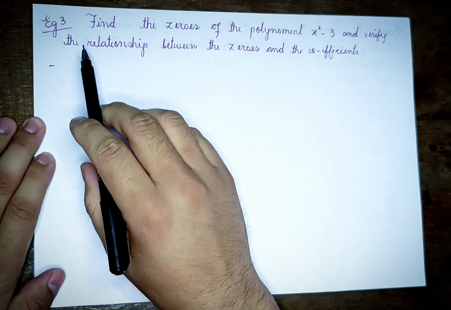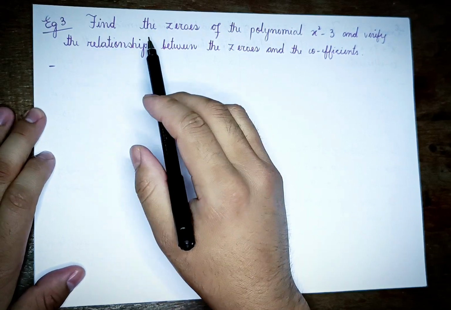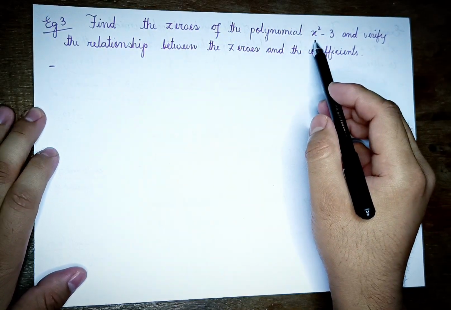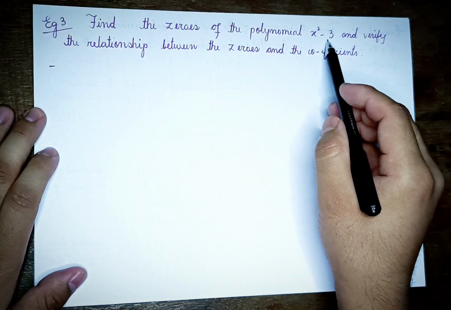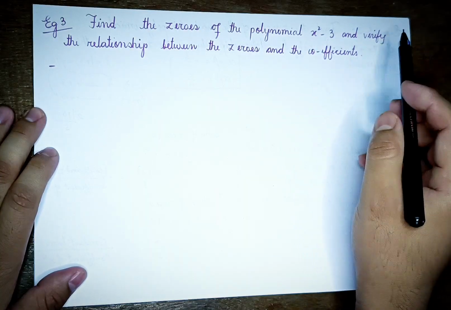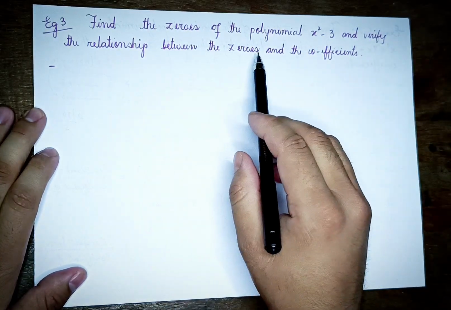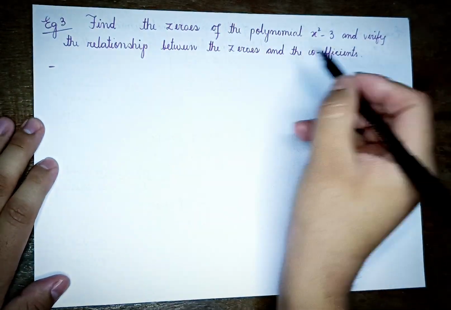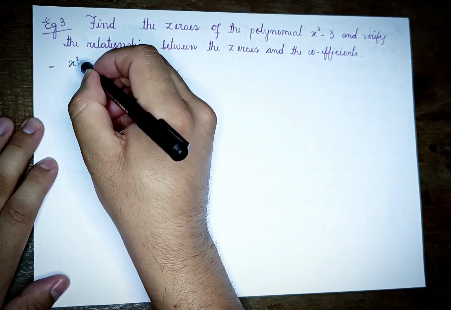Let's solve example number 3. Example number 3 says: find the zeros of the polynomial x square minus 3. So we are going to be finding out the zeros of this polynomial x square minus 3, and further we will verify the relationship between the zeros and the coefficient. Okay, let's find out.